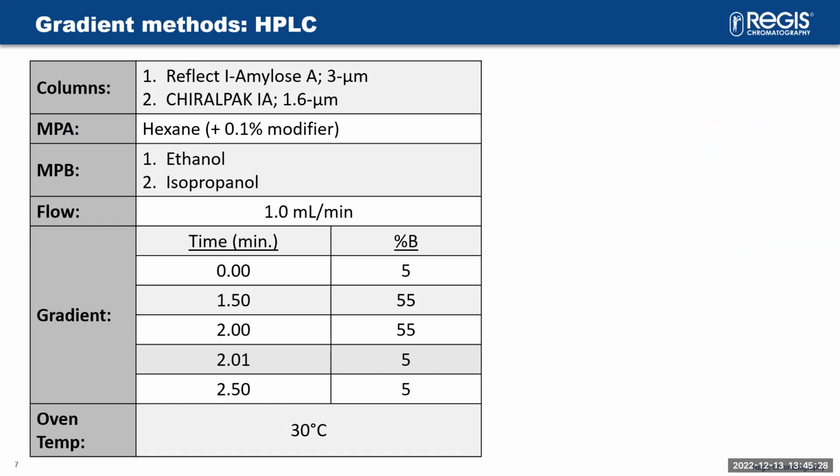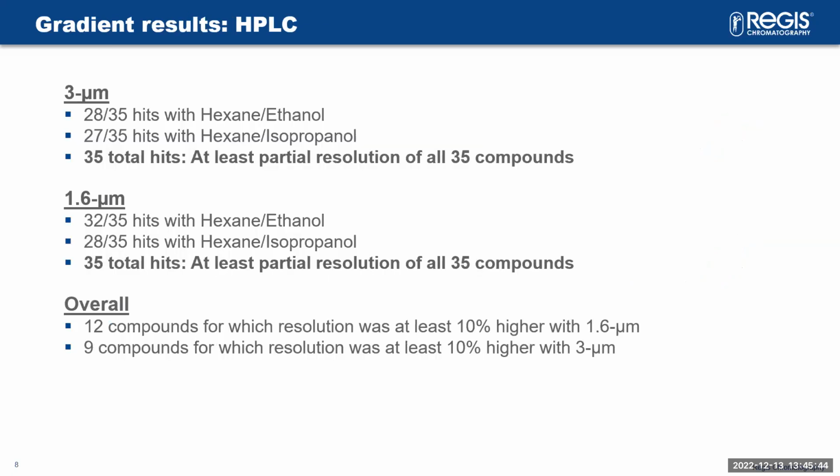So we also did comparisons in gradient mode. We're emphasizing the high throughput aspect here, so we used a fairly aggressive 1.5 minute gradient from 5 to 55% alcohol. Again, this is just to help us identify column chemistries that we can then take on for further method development. So overall with these gradient runs, there were 12 compounds for which the resolution was at least 10% higher with the 1.6 micron column, but 9 compounds for which the resolution was at least 10% higher with the larger 3 micron column. This doesn't make a whole lot of sense from a kinetic standpoint.